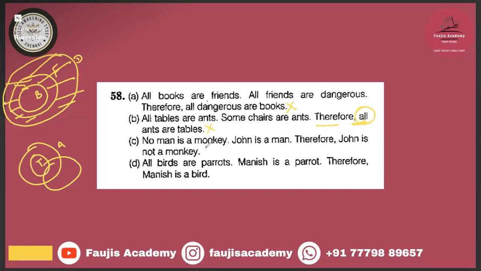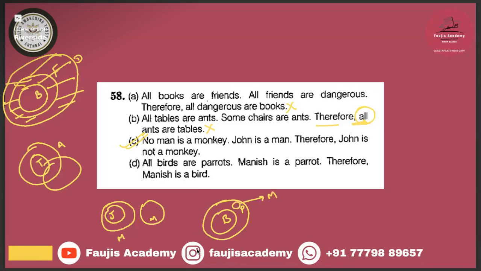Okay, right? No man is a monkey. Man and monkey, right? John is a man. Therefore, John is not a monkey, right? So this is the correct one. All birds are parrots. Manish is a parrot. Therefore, Manish is a bird? No.